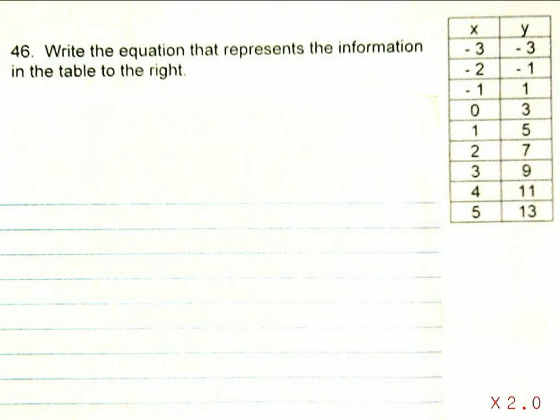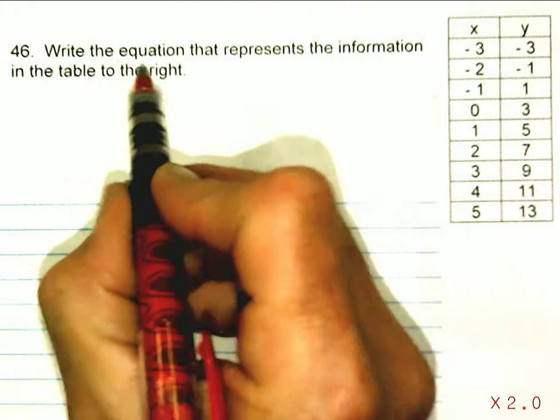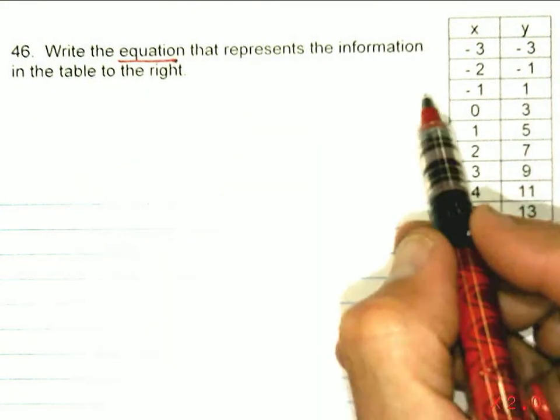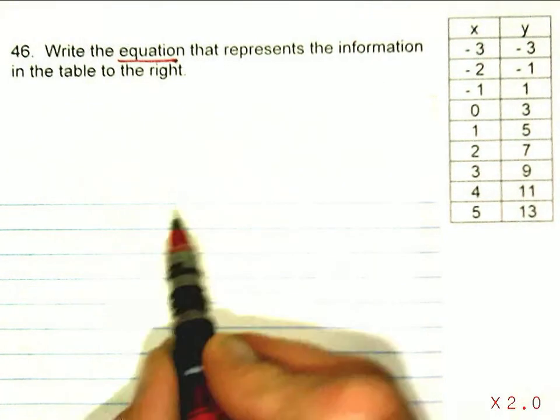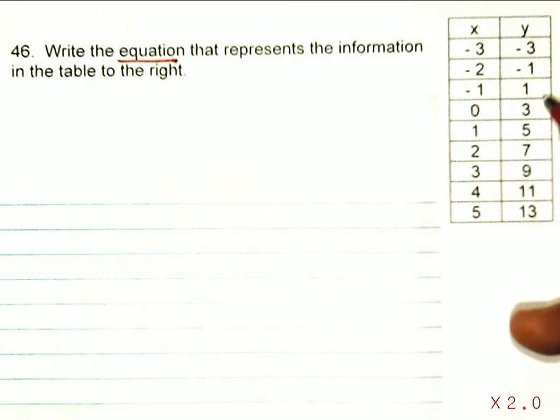In problem number 46, we're asked to write an equation that represents the information in this table. So we have a table that gives us values of x and values of y. So we have a pattern basically. What we want to do is write an equation, and it looks like it's going up by the same amount every time.